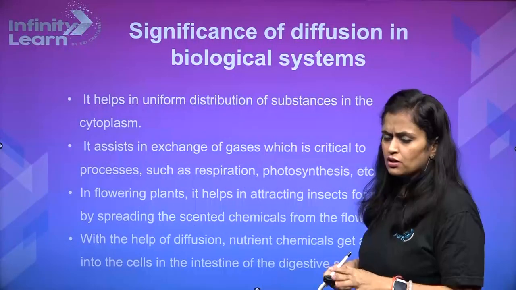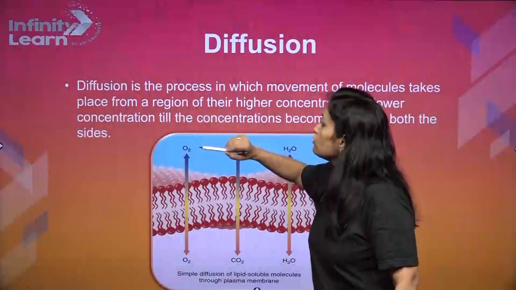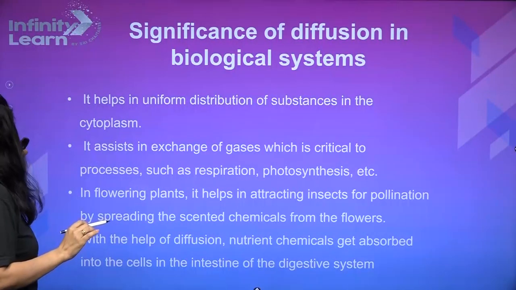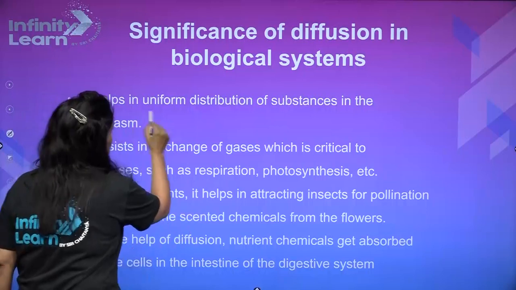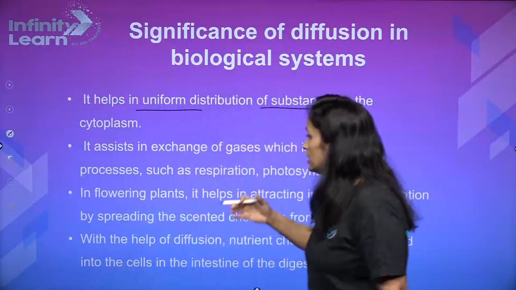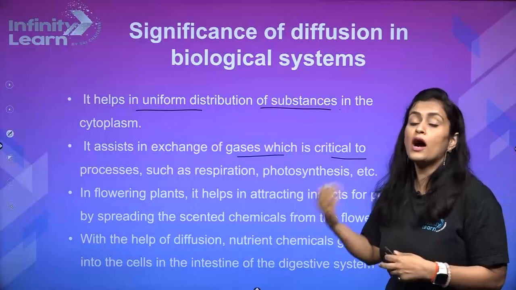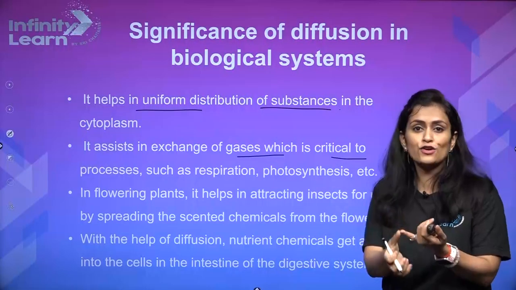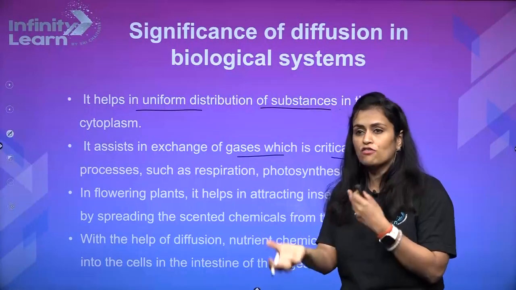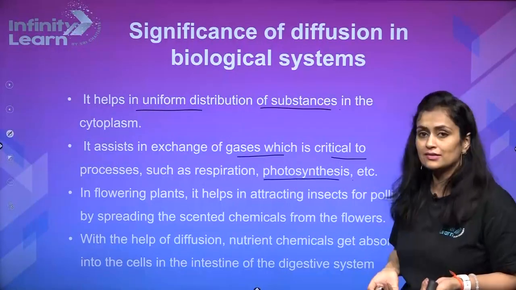So diffusion actually helps in uniform distribution. What? Uniform distribution of the gases, right? It helps in uniform distribution of the gases or other substances in the cytoplasm completely. Then it assists in exchange of gases where it is required for critical processes, like in case of respiration, carbon dioxide going out and oxygen coming in. In case of photosynthesis, the opposite of it, right? So respiration and photosynthesis, etc.